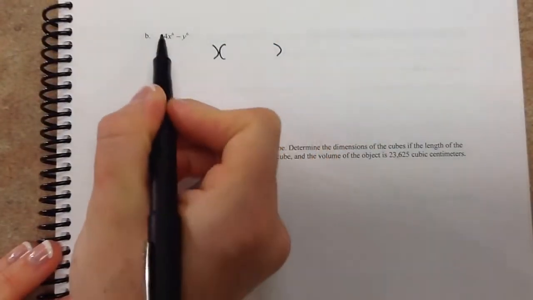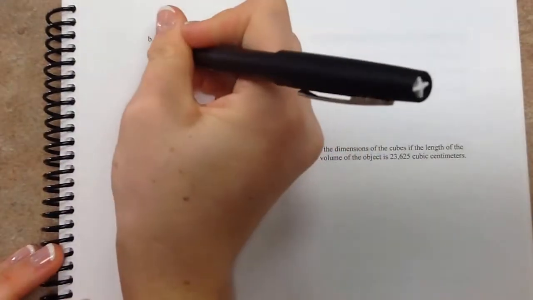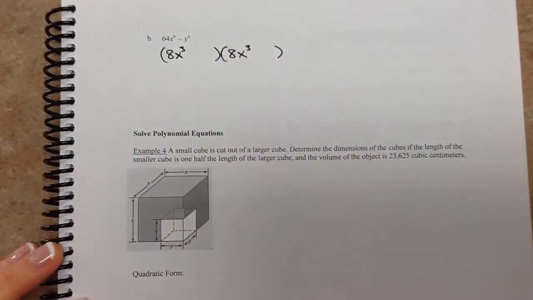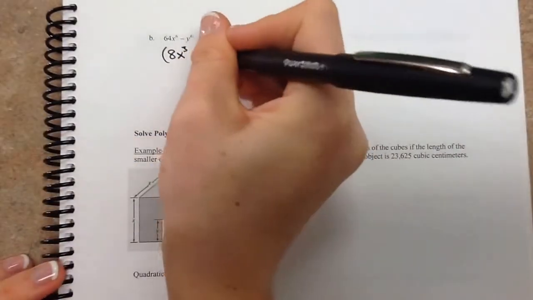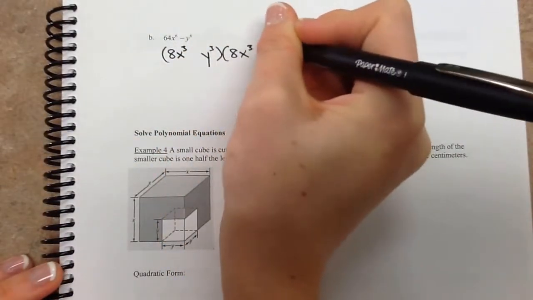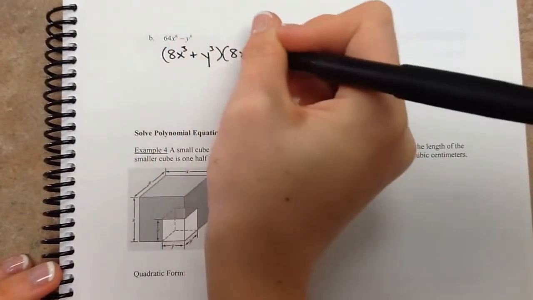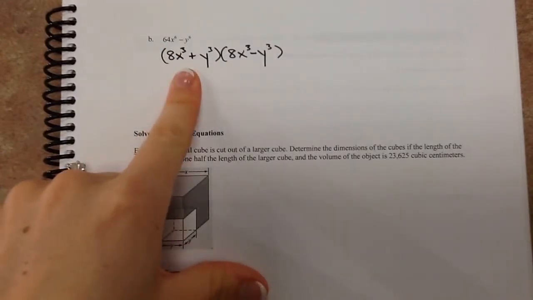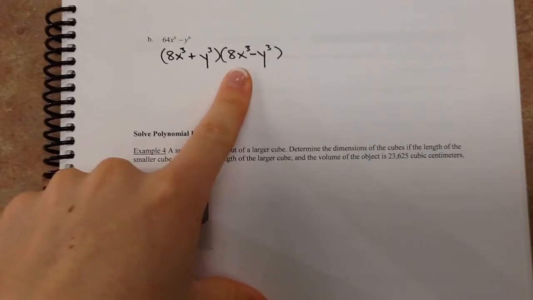So here and here to give me 64x to the 6th, that would be 8x cubed. And then to get y to the 6th, we'd have a y cubed. And then you know the difference of squares pattern is always one plus, one minus, so that the middle term cancels out. Now, this is the sum of cubes. This is the difference of cubes.